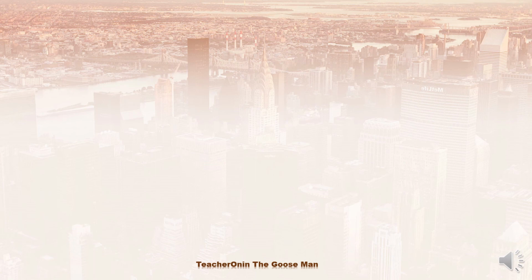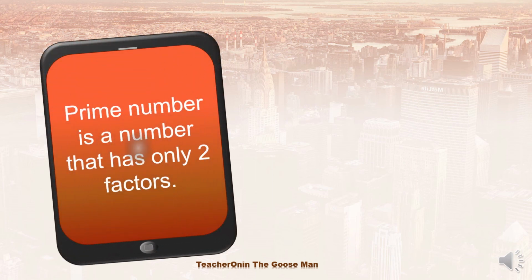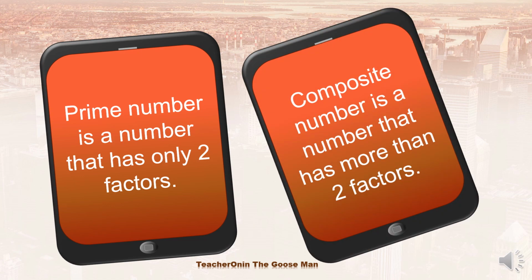To summarize our discussion, a prime number is a number that has only two factors, while a composite number is a number that has more than two factors.